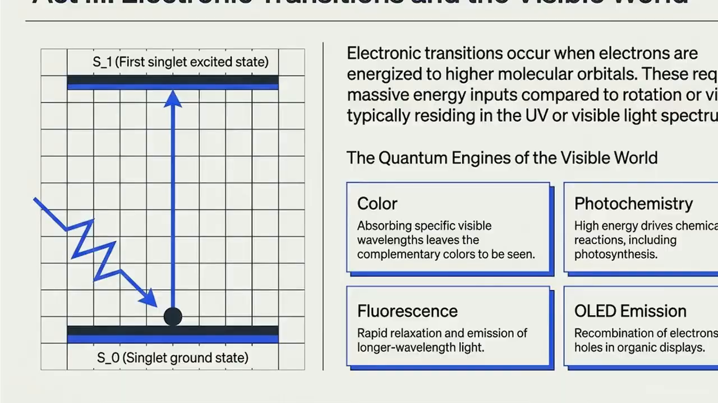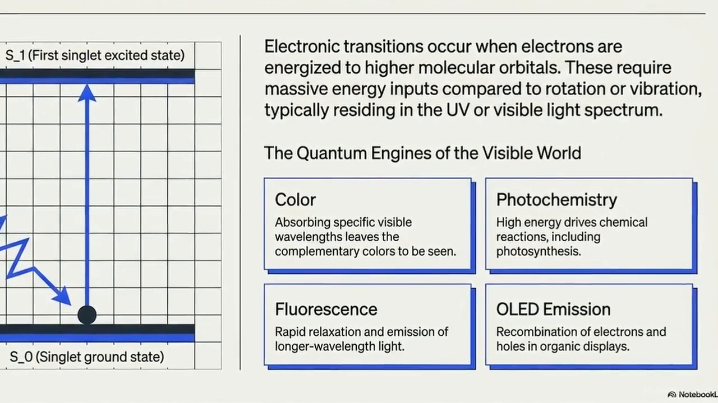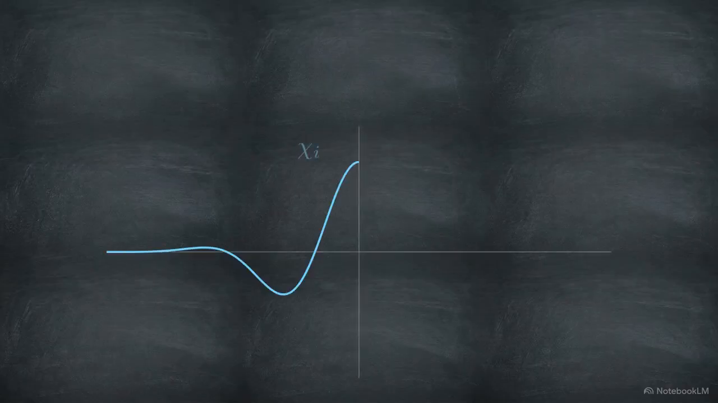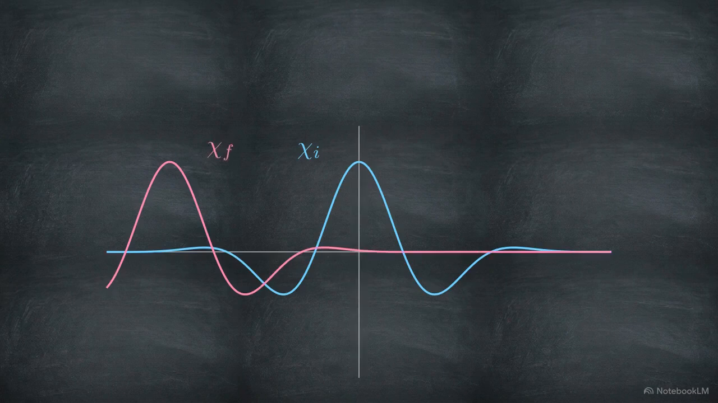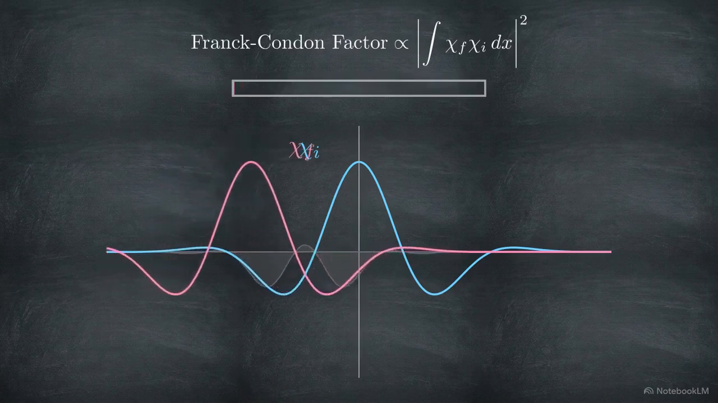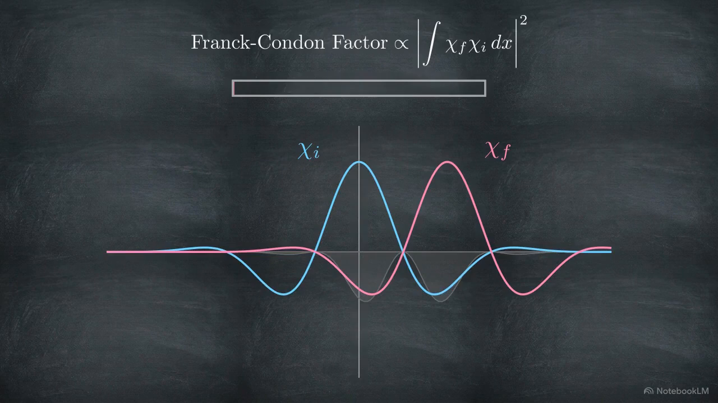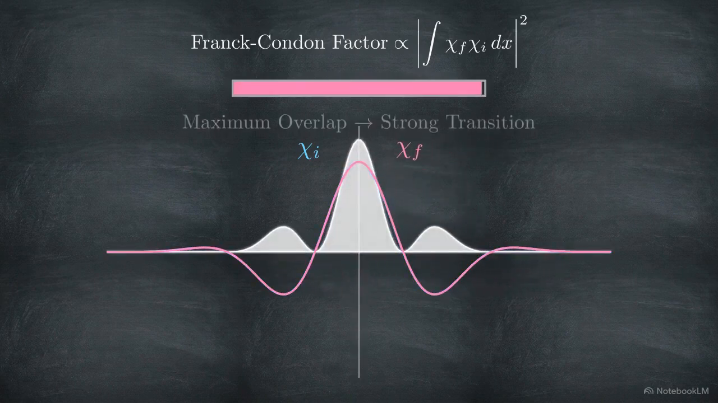This grid maps the highest energy tier, electronic transitions. These require massive light inputs to energize electrons into higher molecular orbitals. These jumps dictate the specific wavelengths a molecule absorbs and emits, determining its color, driving photosynthesis, and allowing OLED displays to function. But why are some vibrational transition lines vastly stronger than others during these massive electronic jumps? The intensity of the resulting transition relies entirely on the Franck-Condon factor. This is a measure of how well the vibrational wave functions physically overlap before and after the rapid jump.